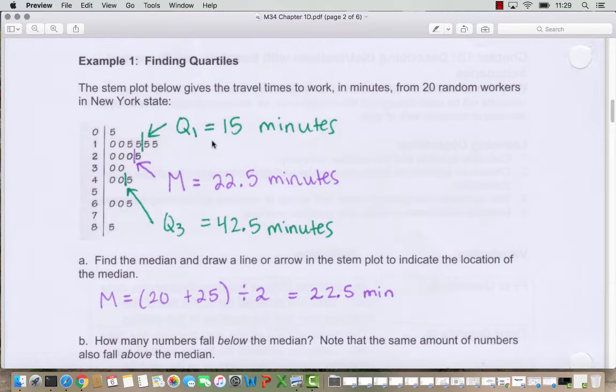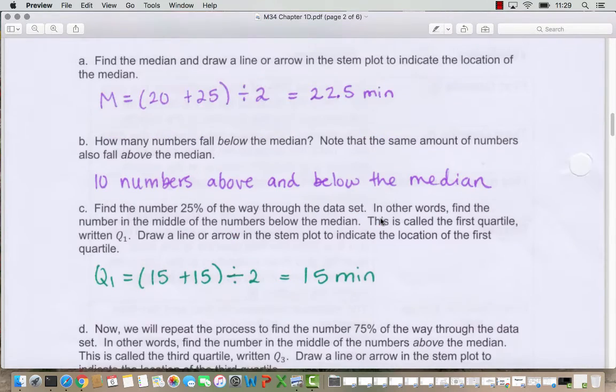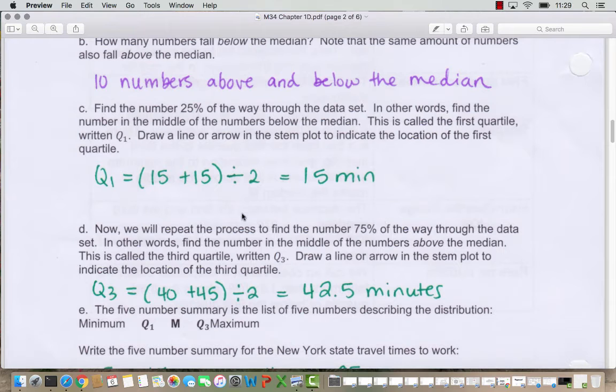Similarly, quartile 3 is going to be in the middle of the higher 10 points above the median. If we count out 11, 12, 13, 14, 15, 16, we see quartile 3 is between the 15th and the 16th data points. If we average 40 minutes and 45 minutes, we get 42.5 minutes for quartile 3. Here you can see those calculations to find the averages.